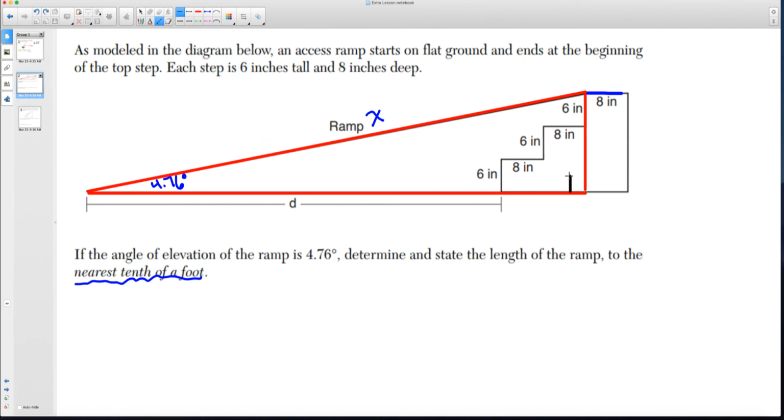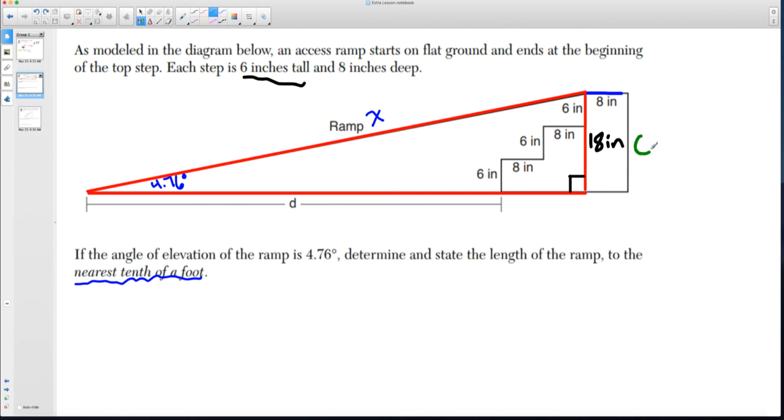So we have our right angle here. And now let's see if we could start labeling some sides. We know the height of this triangle. This side would be 6 inches, because they say that each step is 6 inches tall. We're having 3 steps, so 6, 12, 18 inches. So that's 18 inches, and we have the angle, so we're actually pretty good to go.